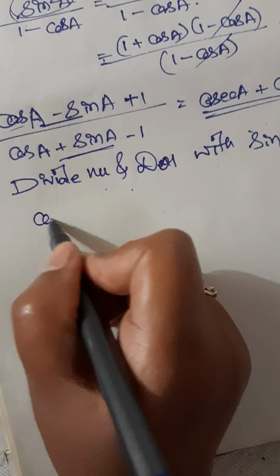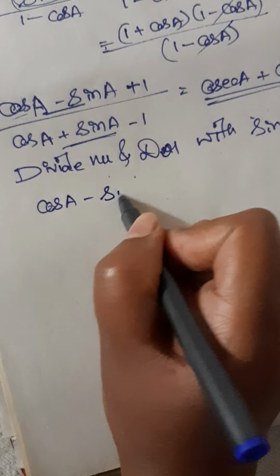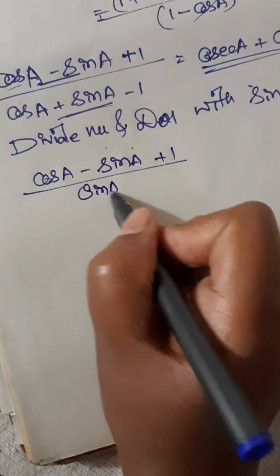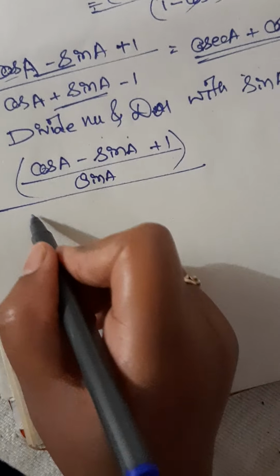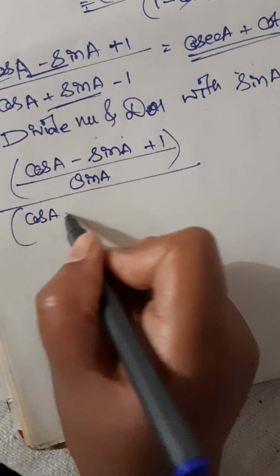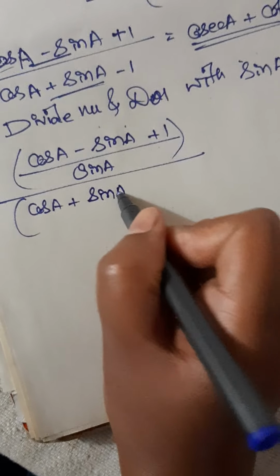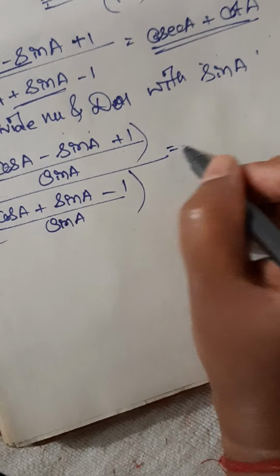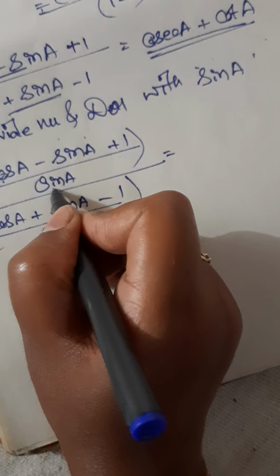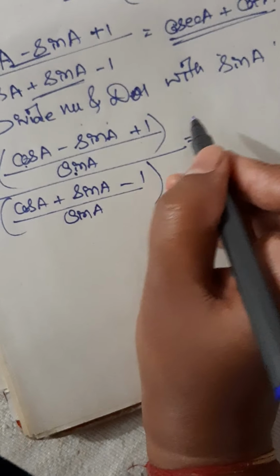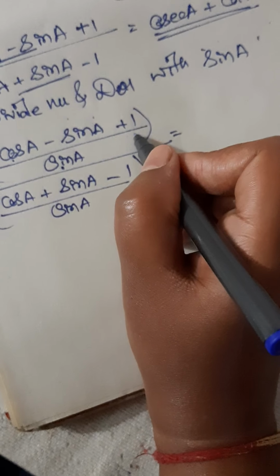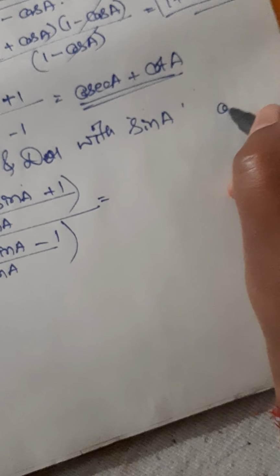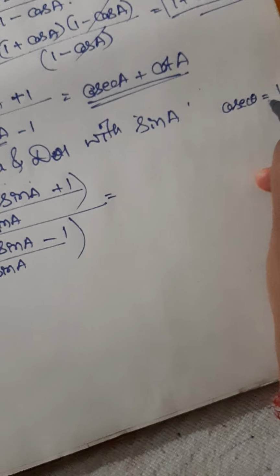So what will we get? (cos a minus sin a plus 1) divided by sin a, and (cos a plus sin a minus 1) divided by sin a. See, cos a divided by sin a means cot a, sin a by sin a is 1, and 1 by sin a will be cosecant a. This formula we already know: cosec theta is equal to 1 by sin theta.